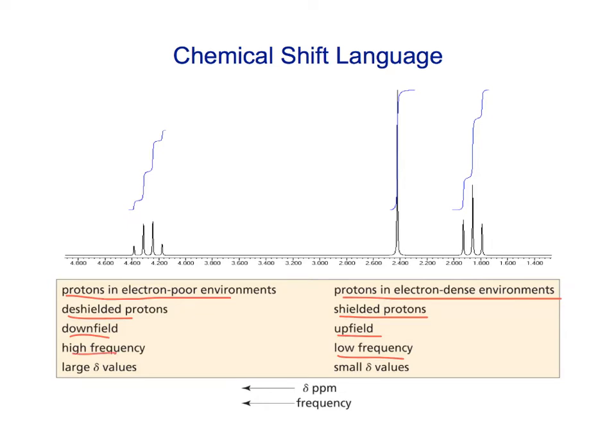Left is the higher frequencies, right? Small delta values, large delta values over here. So this delta scale usually goes between about 0 and maybe 14 parts per million. Okay, that's the range that we cover.